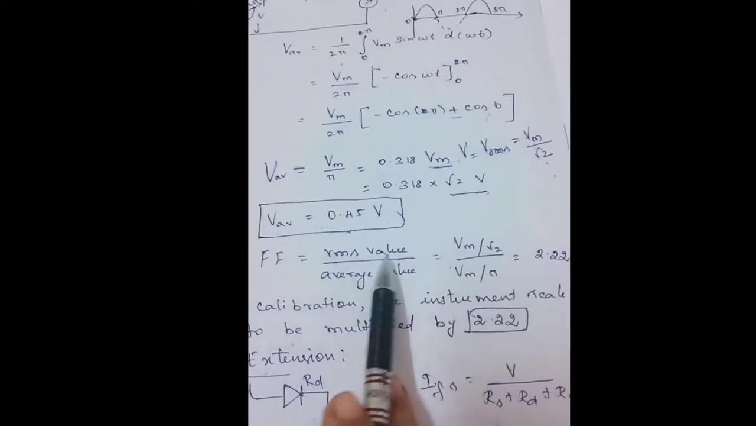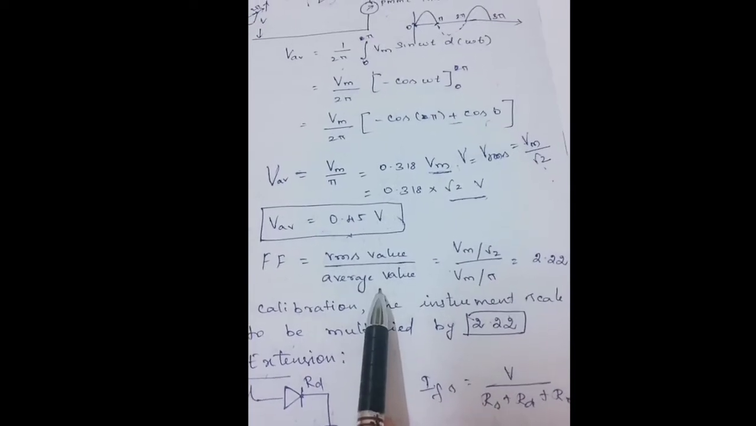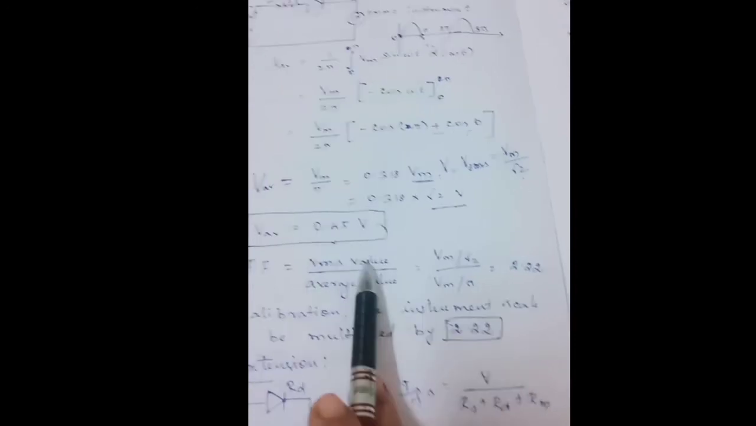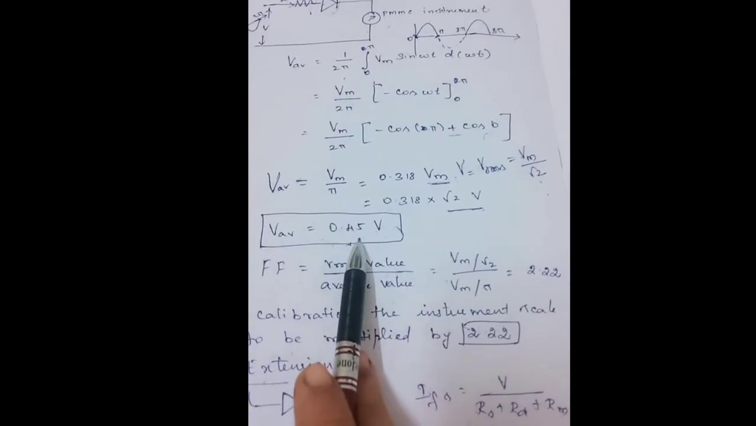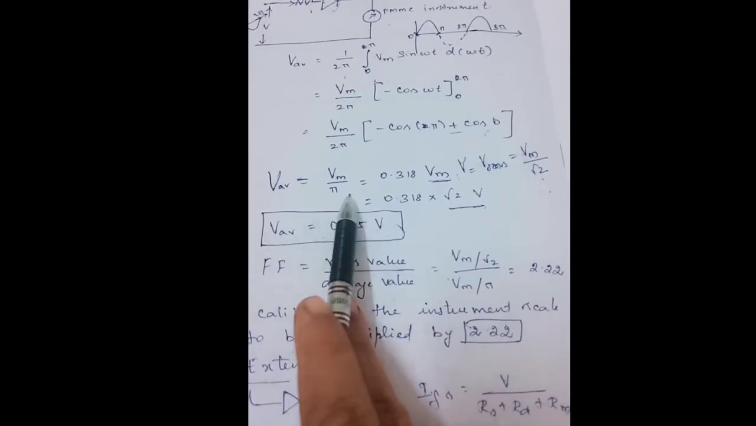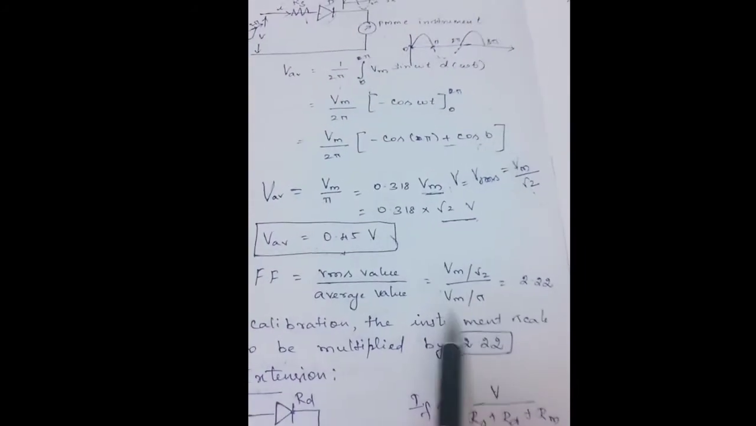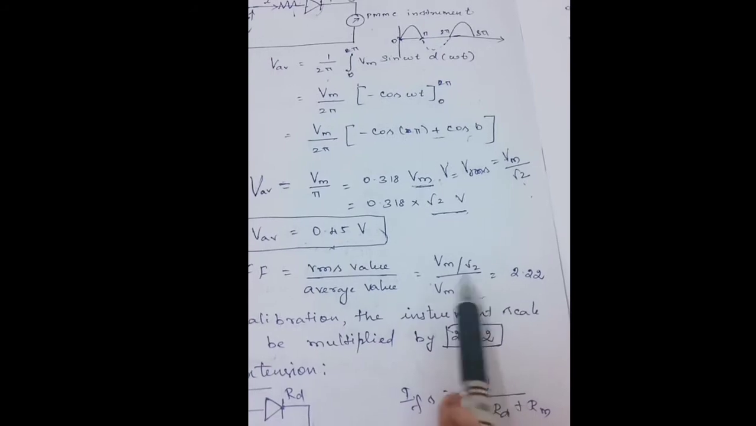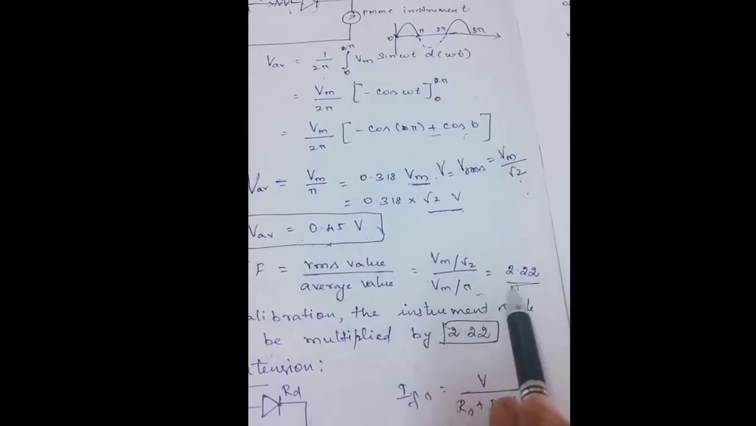Form factor equals RMS value by average value. The RMS value is nothing but Vm by root 2, and the average value I have written as Vm by pi, V average equals Vm by pi. On substituting here, Vm and Vm cancel out. So pi by root 2 is nothing but 2.22.